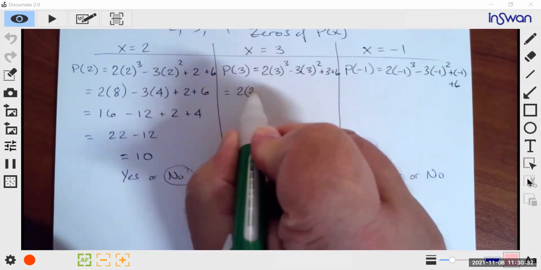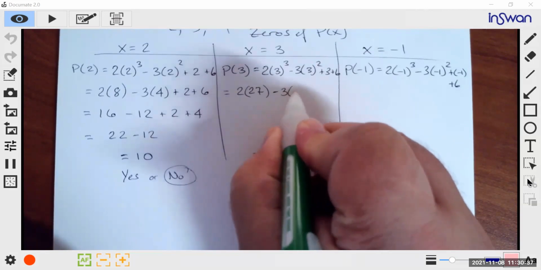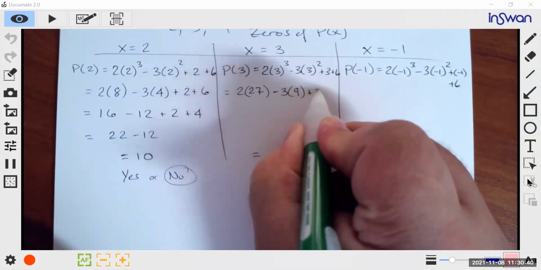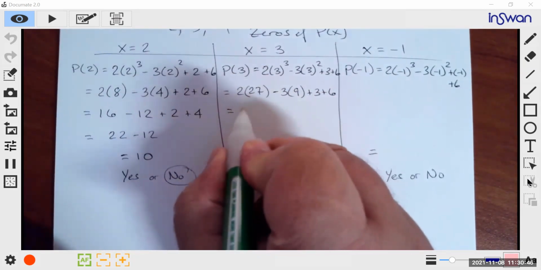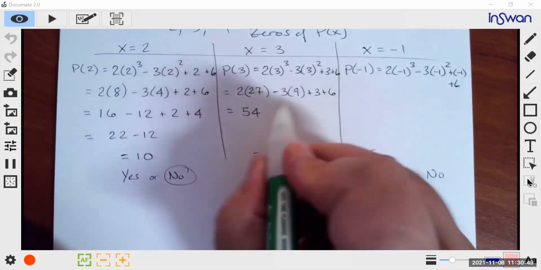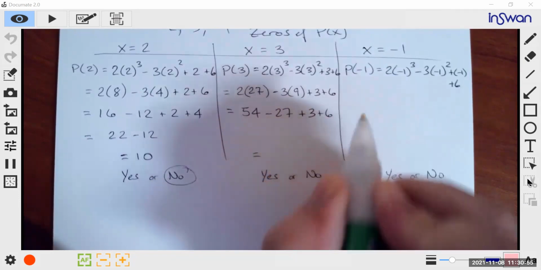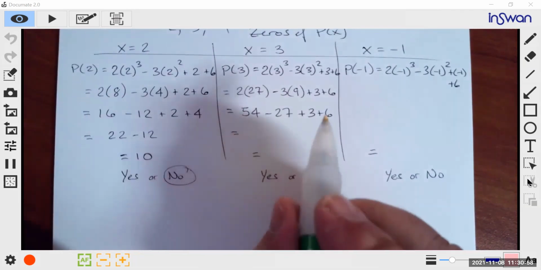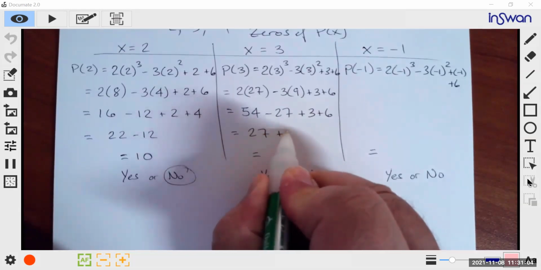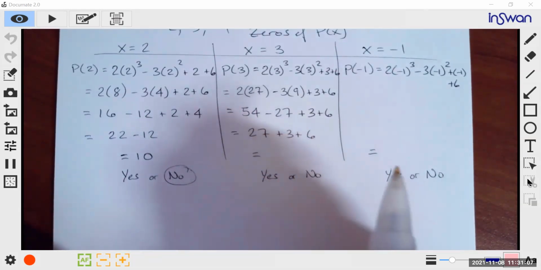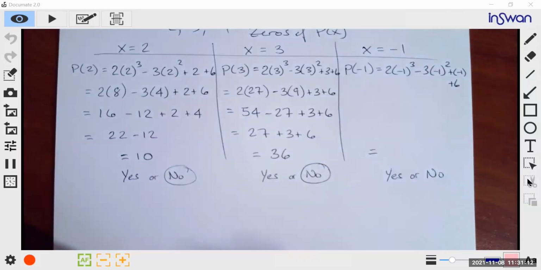3 cubed is 27. 3 squared is 9. 2 times 27 is 54. 9 times 3 is 27. 54 minus 27 is 27. 27 plus 3 is 30, plus 6 is 36. That's also no.